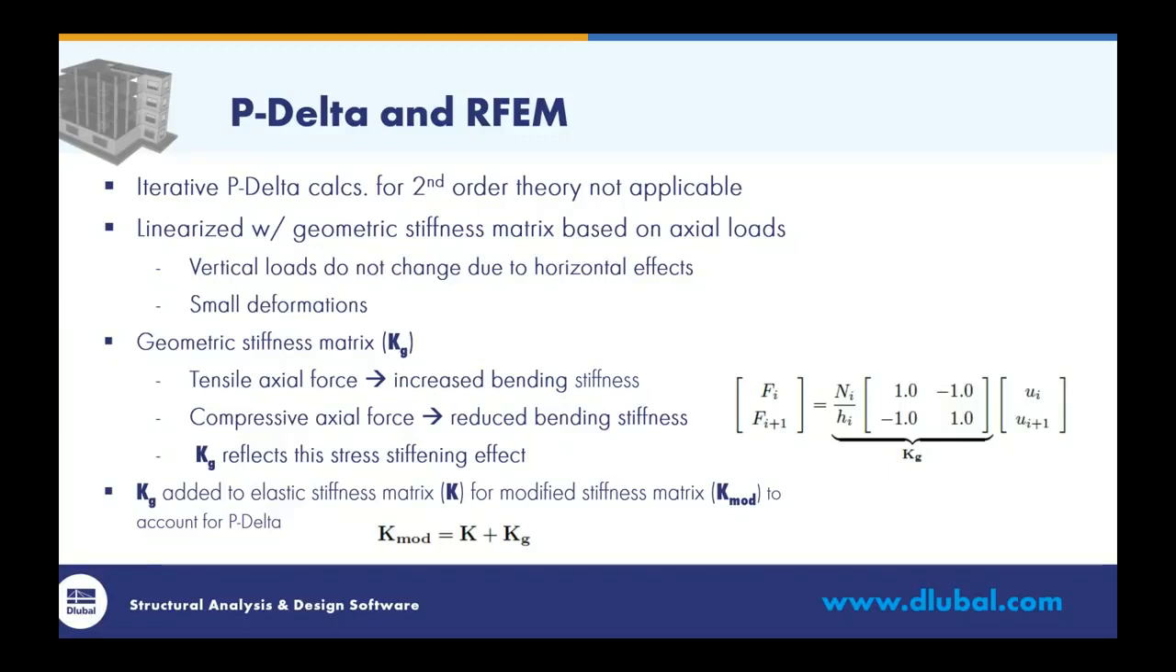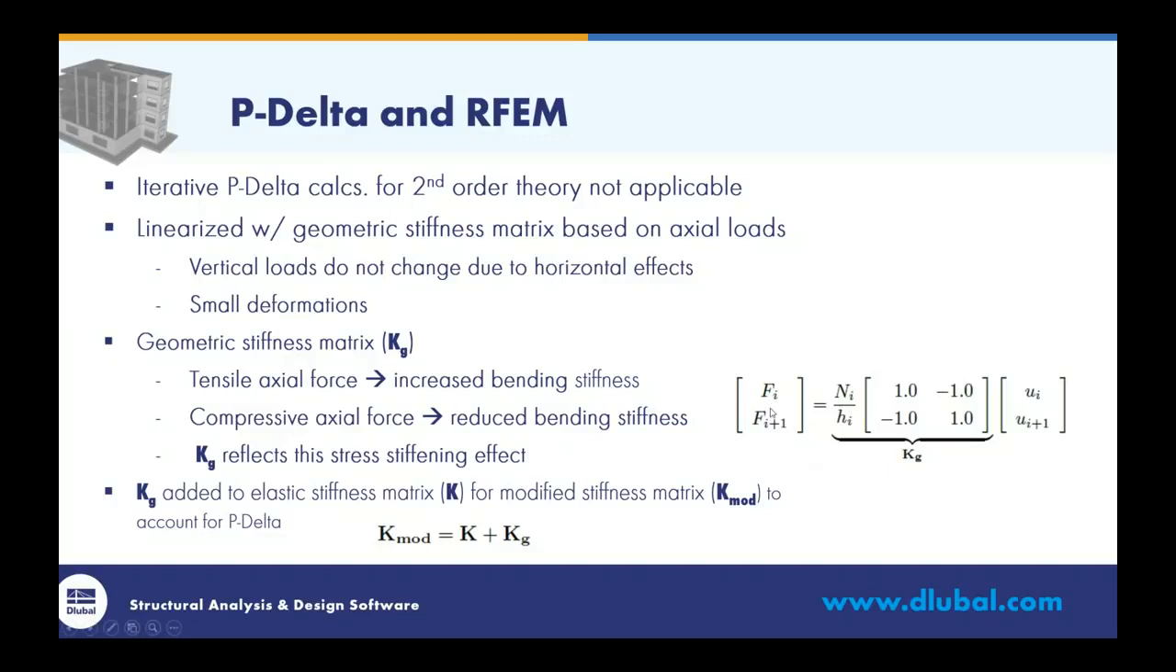But when we apply a compression force to a cable element, it's really completely useless. So we have reduced its bending stiffness. And this K sub G reflects this stress stiffening effect. Over on the right-hand side here, we have a set of equations with just 2 degrees of freedom to kind of show you what this means.